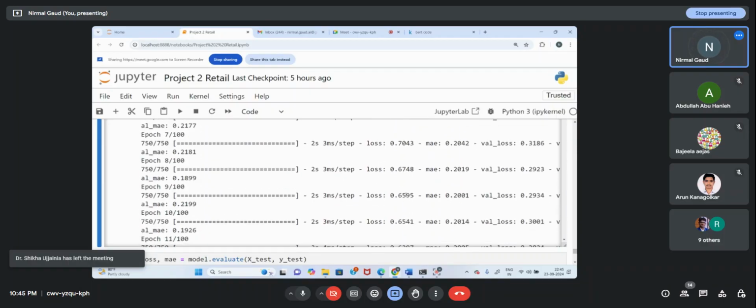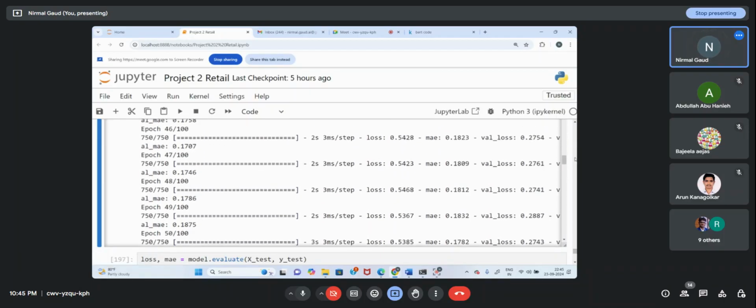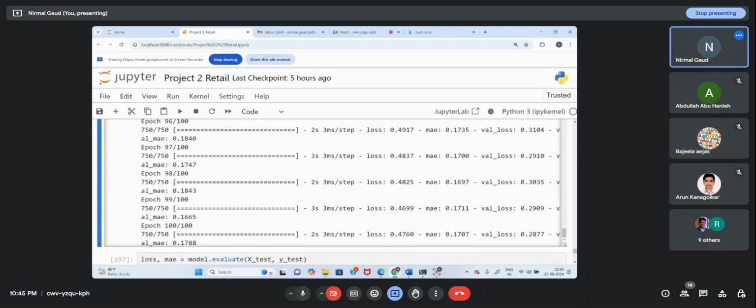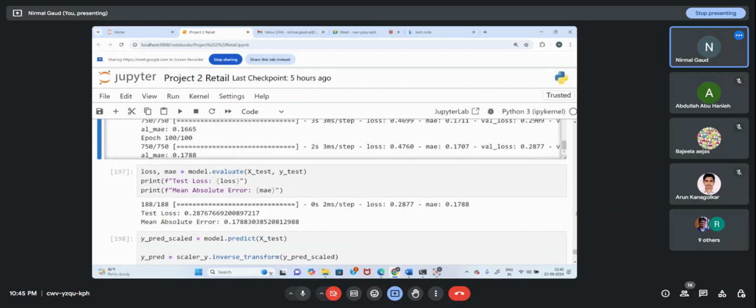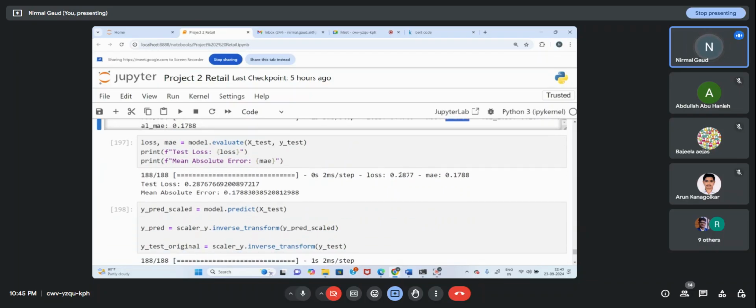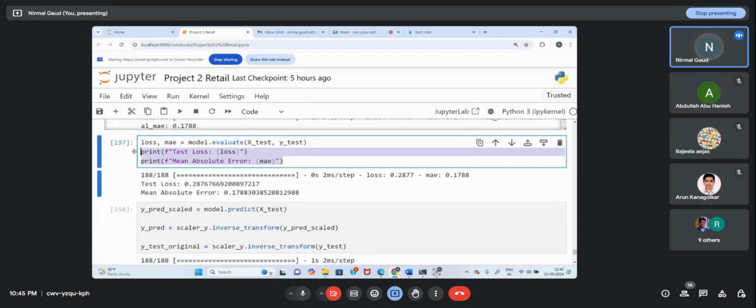Okay, and I got a good score then. My error got reduced. Okay, fine. So after training my model, I evaluated my model, and here is what I got.